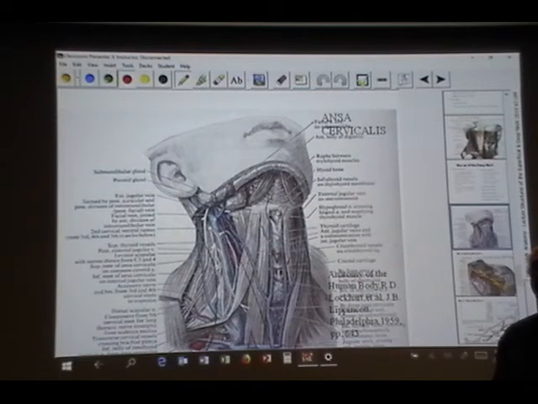Okay, anywhere from T1 to T5. Okay. If you learn anatomy really well, you can actually help your patients.